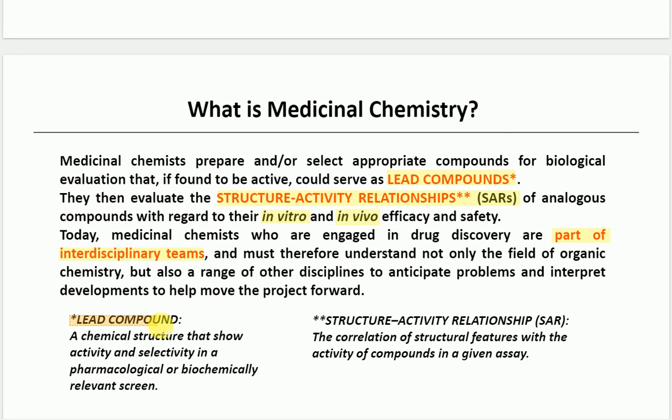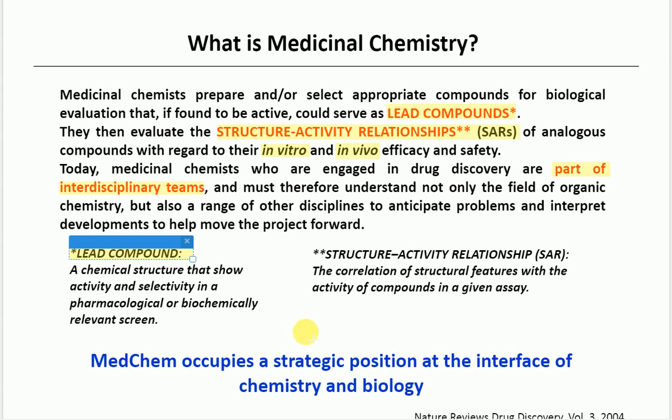So a lead compound is a chemical structure that shows activity and selectivity in a pharmacological or biochemically relevant screen. SAR, structure-activity relationship, is the correlation of structural features with the activity of compounds in a given assay.